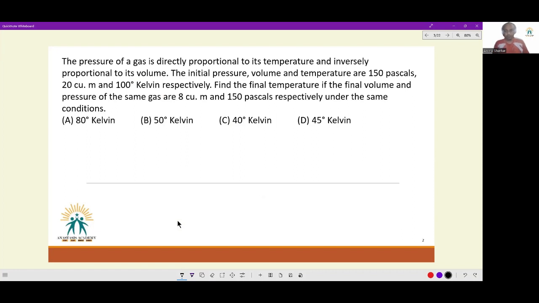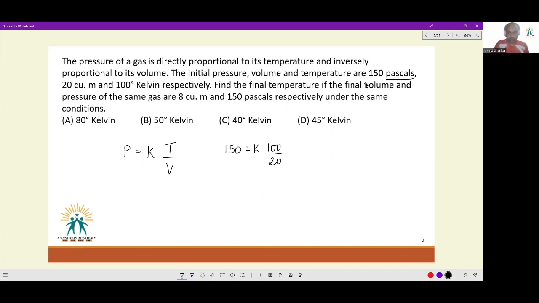Okay, next question. The pressure of a gas is directly proportional to its temperature and inversely proportional to its volume. So pressure of a gas is equal to some constant of proportionality and temperature and volume. The initial pressure, volume and temperature are 150 pascals, 20 cubic meter and 100 degree Kelvin respectively. So I told pressure is 150, A times 100 by 20.